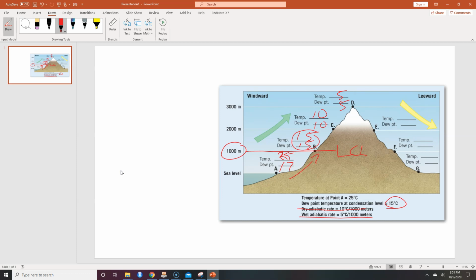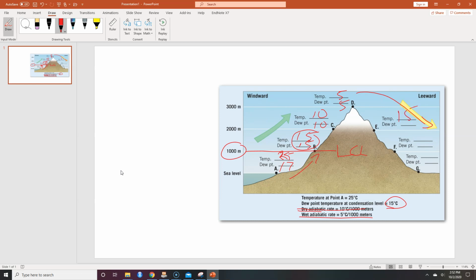Now, what happens on the downward side, or on the leeward side of the actual mountain? As this air descends, it depends on what you're actually being told. Is the air descending wet, or is the air descending dry? So we'll look at what's happening to the air in a dry condition, and then I'll show you what it's like in a wet condition. If the air is completely dry on its descent, that means we go back to the dry adiabatic rate, which is 10. But instead of decreasing, now the temperature increases.